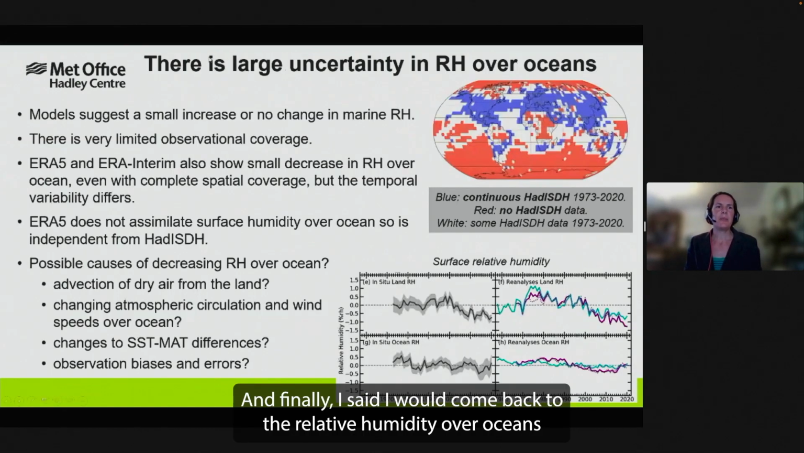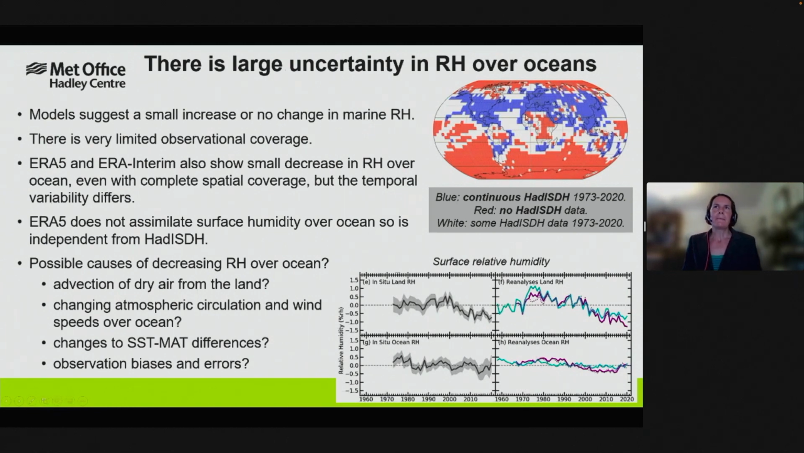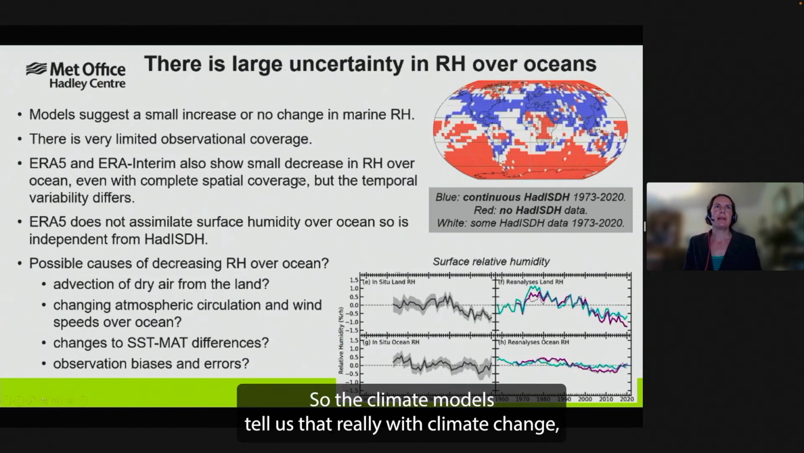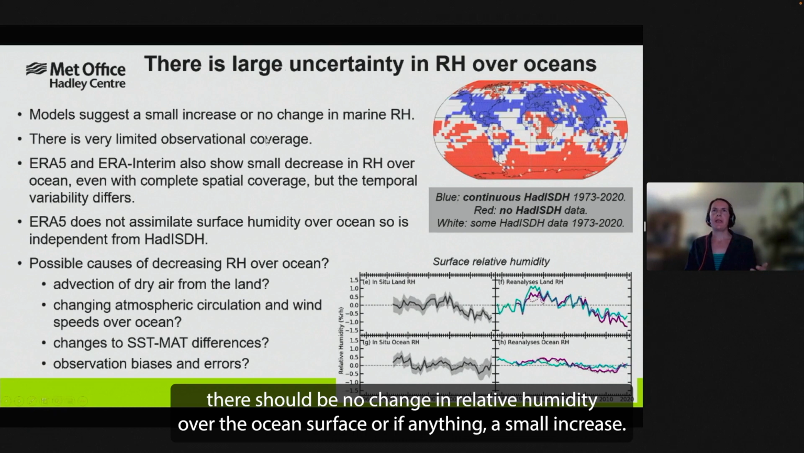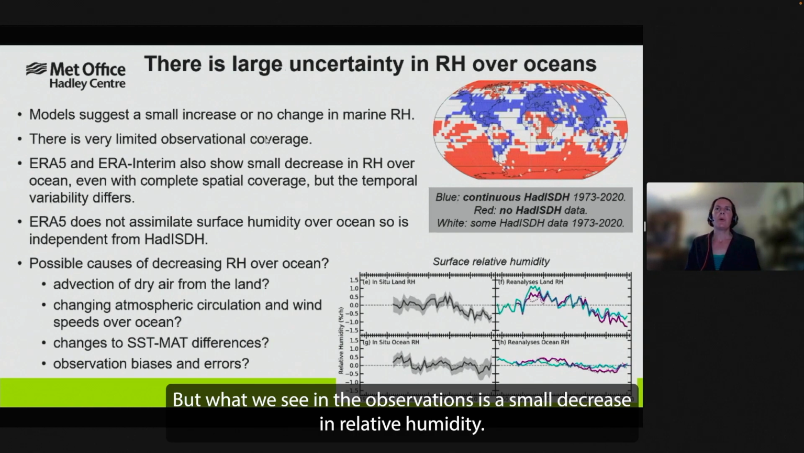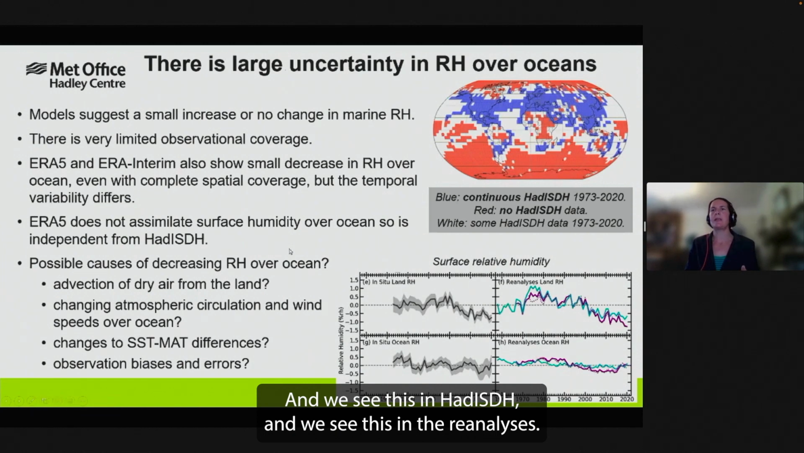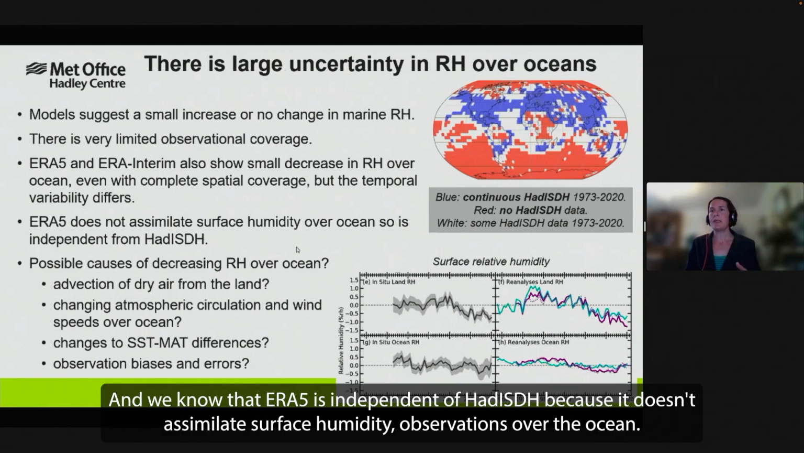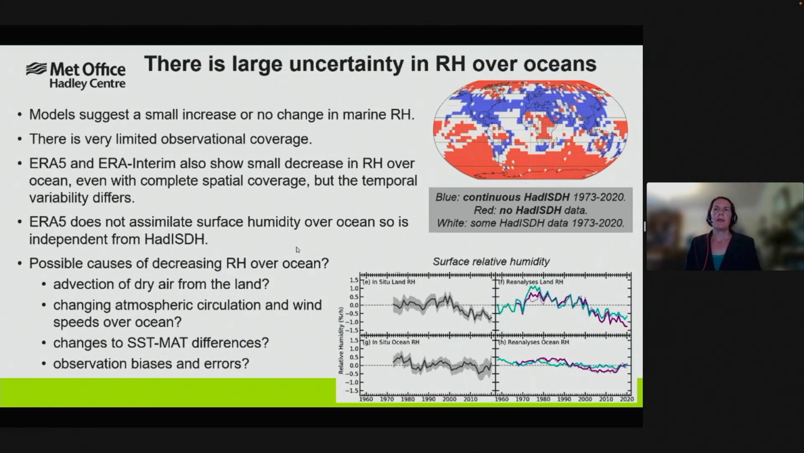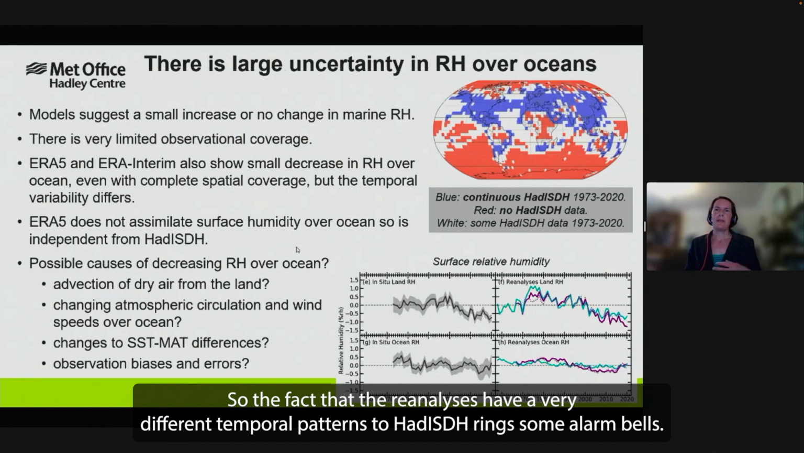And finally, I said I would come back to the relative humidity over oceans, because I think it's a really interesting story. So the climate models tell us that really with climate change, there should be no change in relative humidity over the ocean's surface, or if anything, a small increase. But what we see in the observations is a small decrease in relative humidity. And we see this in HAD-SCH, and we see this in the reanalyses. And we know that ERA5 is independent of HAD-SCH because it doesn't assimilate surface humidity observations over the ocean. So the fact that the reanalyses have a very different temporal pattern to HAD-SCH rings some alarm bells.